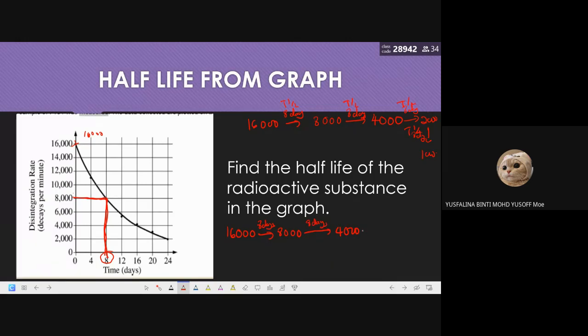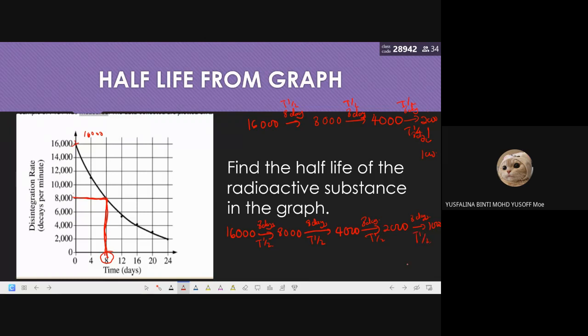Okay, and then for 4,000, half of 4,000 is 2,000, right? So you need another 8 days. Okay, and then for 2,000, it becomes 1,000. Half from 2,000, you need another 8 days. So this 8 days, we call it a half-life, T1/2. This is the symbol for half-life.